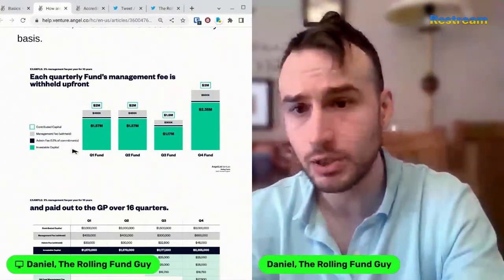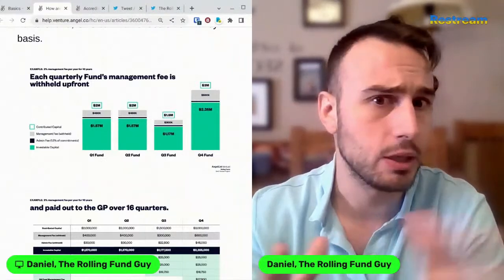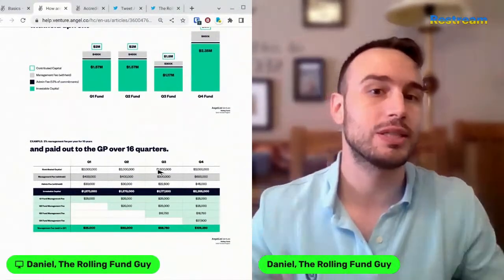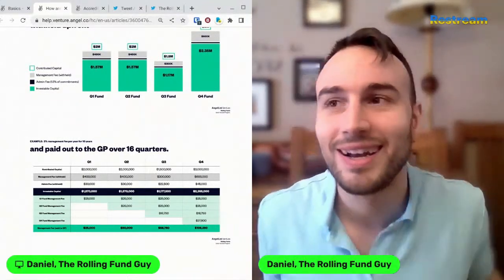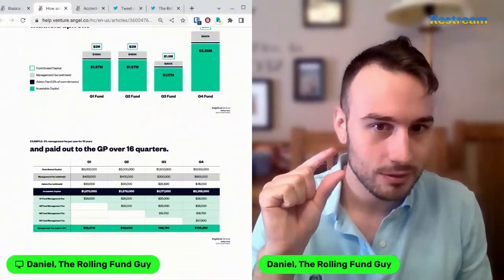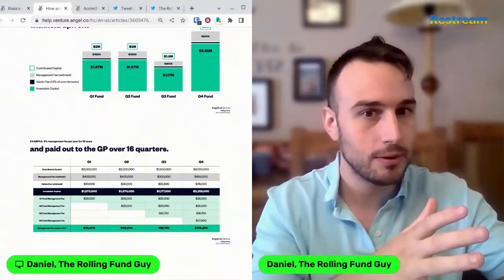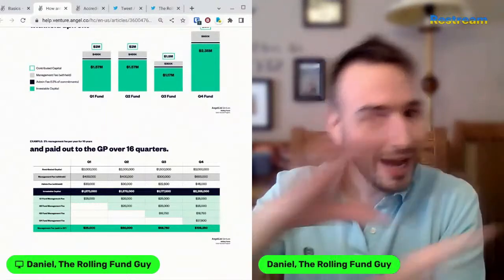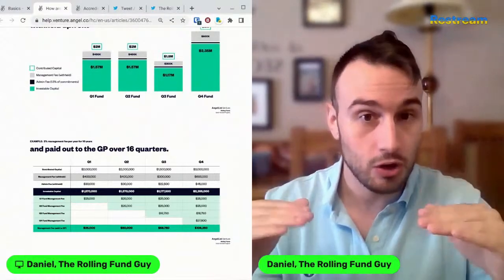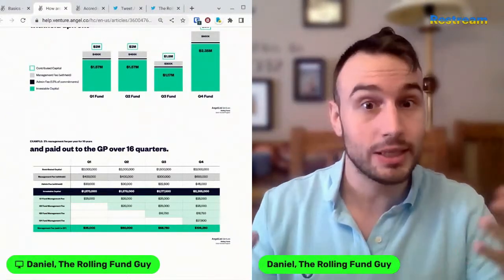Of course, AngelList has their own 1.5% fee, but that's not calculated over 10 years. And then the fee is paid out over 16 quarters. So you have this weird structure where you take a 2% fee, but it's actually 20% because you calculate it over 10 years. But then you subtract that immediately and hold it in escrow and then pay that out over 4 years, or 16 quarters.